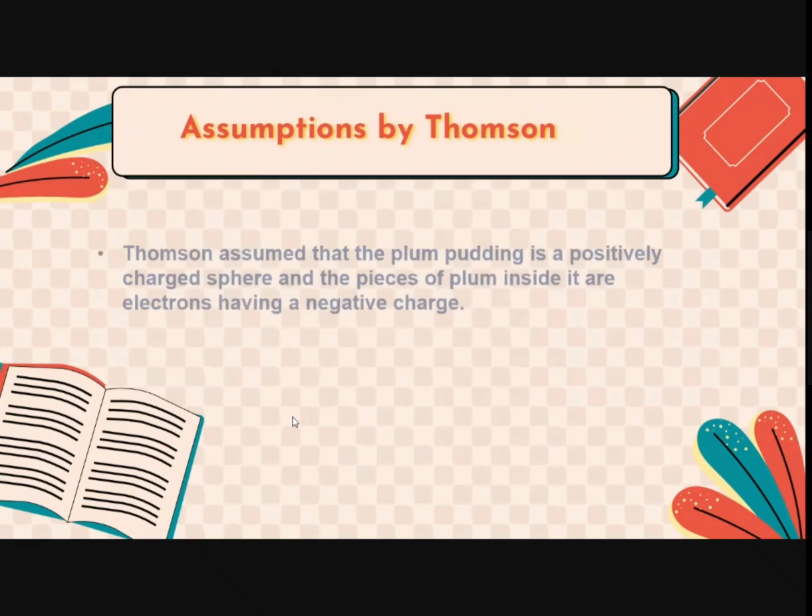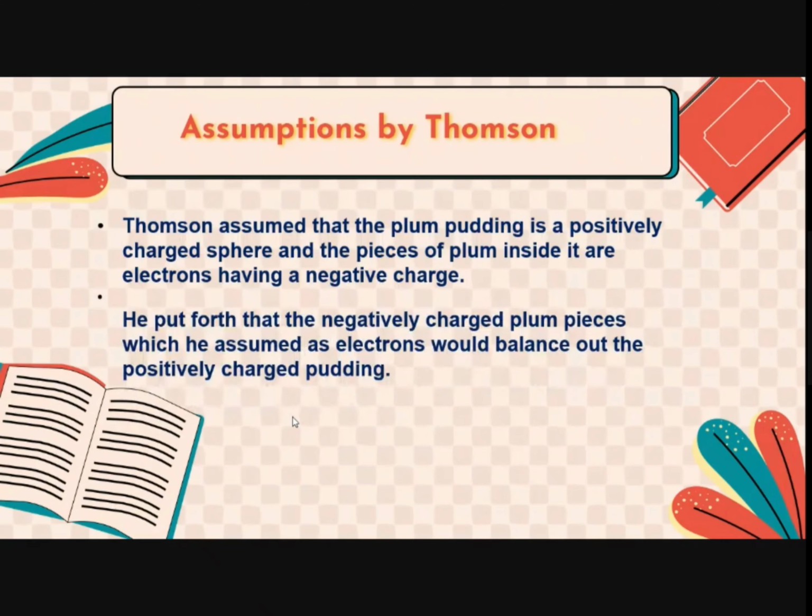Similarly, he used this concept in an atom too. He put forth that the negatively charged plum pieces are electrons. Those negatively charged plum pieces would balance the positively charged pudding, and thus, overall, the charge on the atom would be zero. That means the atom is electrically neutral. So, he put forth this postulate of an atom. I hope I am clear, students.